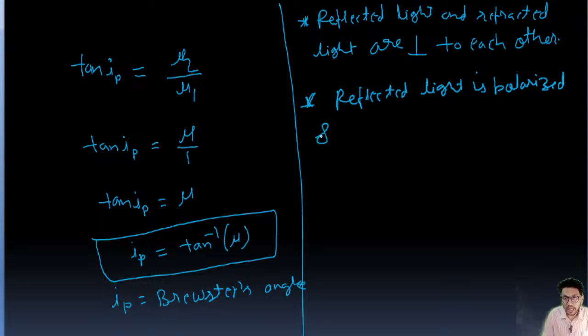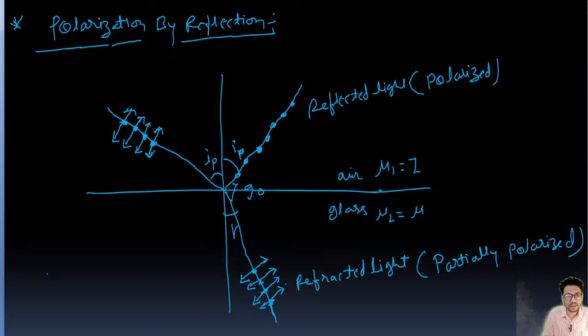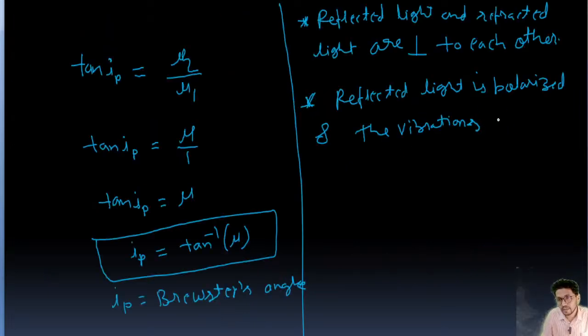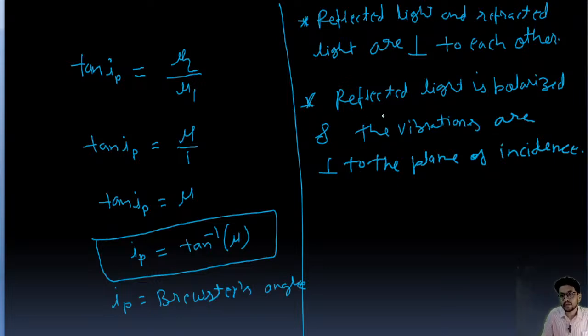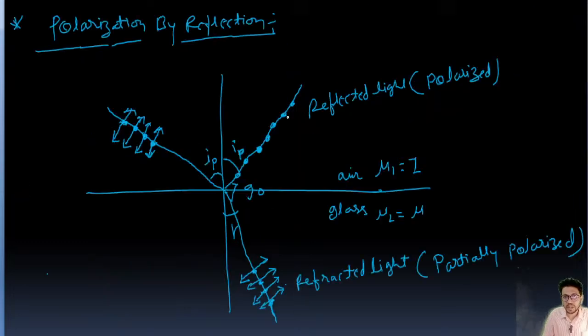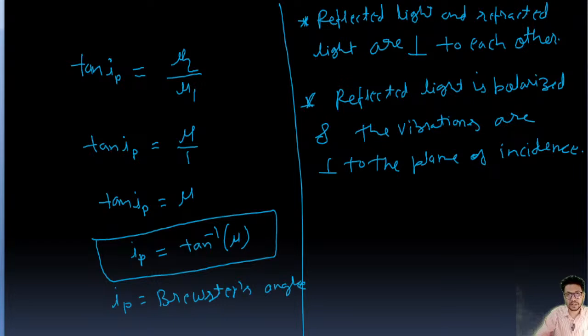reflected light is polarized, and the vibrations are perpendicular to the plane of incidence. So this is plane polarized and the vibrations are perpendicular to the plane of incidence. This is the plane of incidence, so these are perpendicular to this plane. So this is about reflection of light.